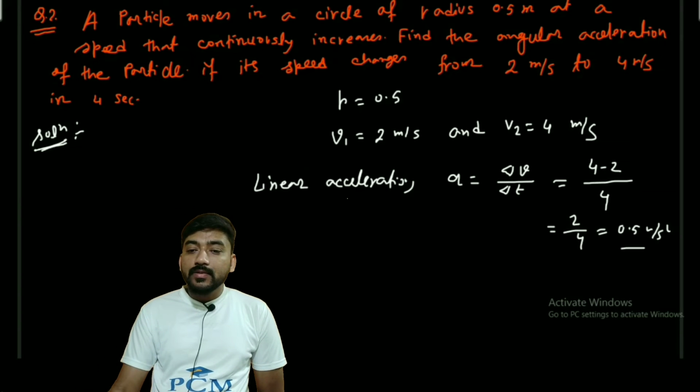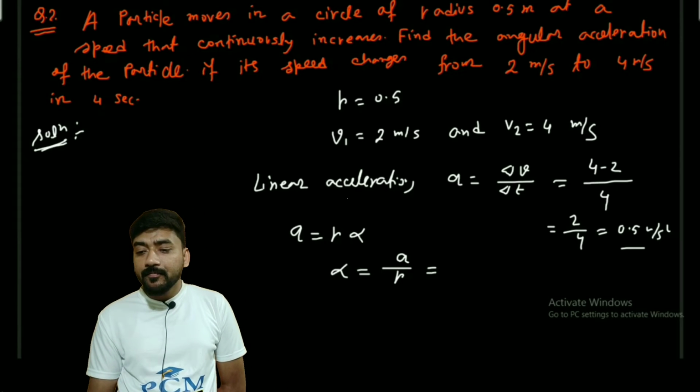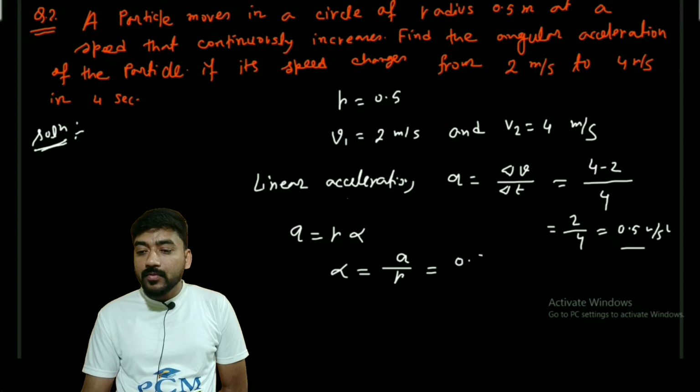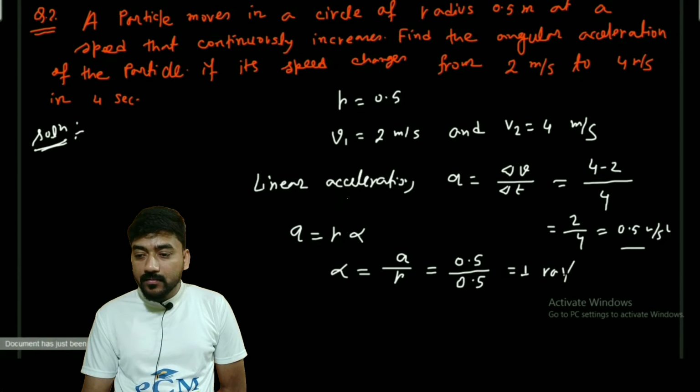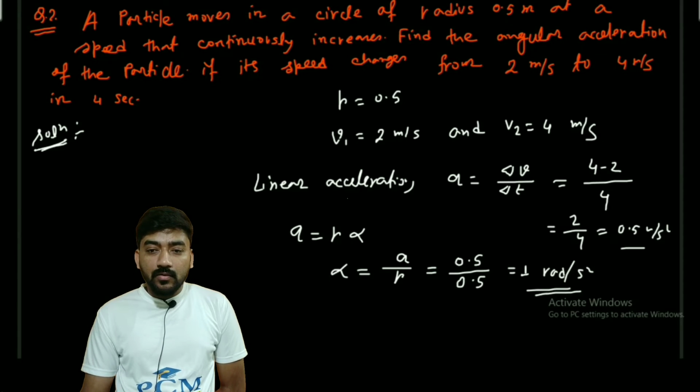So now what will be the angular acceleration? For angular acceleration, you have the relation between the angular acceleration and the linear acceleration. It is a is equal to r alpha, where alpha is the angular acceleration. So alpha will be just a divided by r, and here we have a is equal to 0.5. So 0.5 divided by r, which is also 0.5. So it is just 1 radian per second square. Okay, so this will be the answer to the problem.